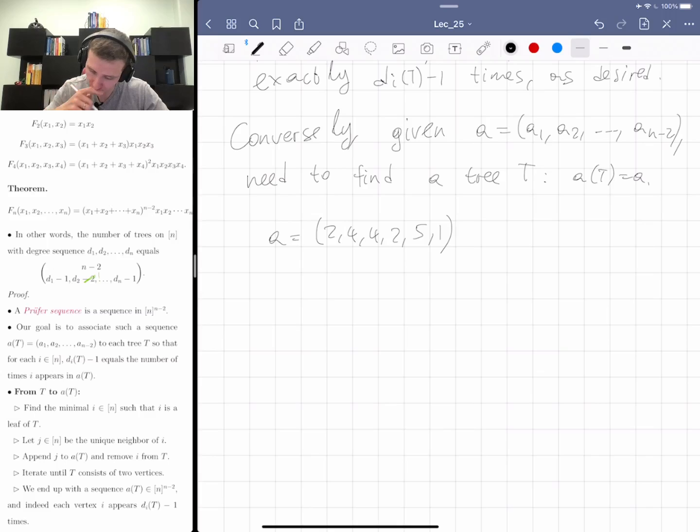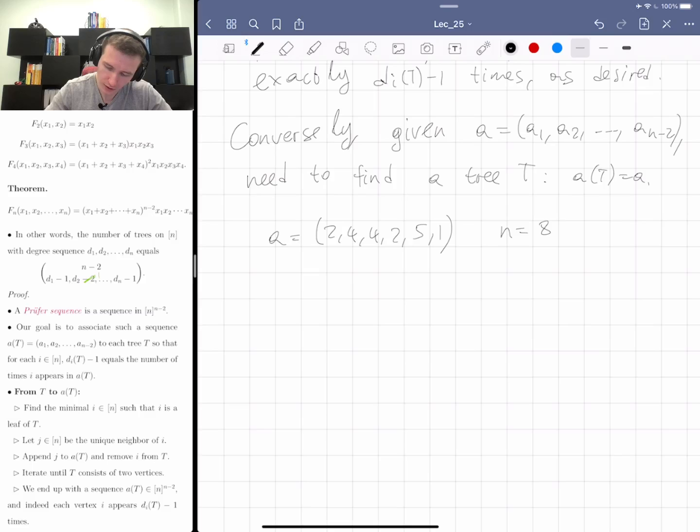So okay, let's try to reconstruct. The length is supposed to be n minus 2. So n is equal to what? N is equal to 8. The next thing I can reconstruct from the sequence is the degrees of the vertices. I can just look at how many times each number appears and add 1, and that's how I'm going to get the degrees.